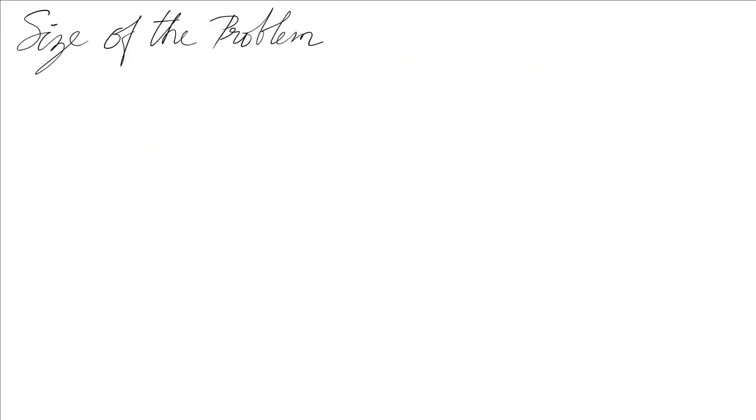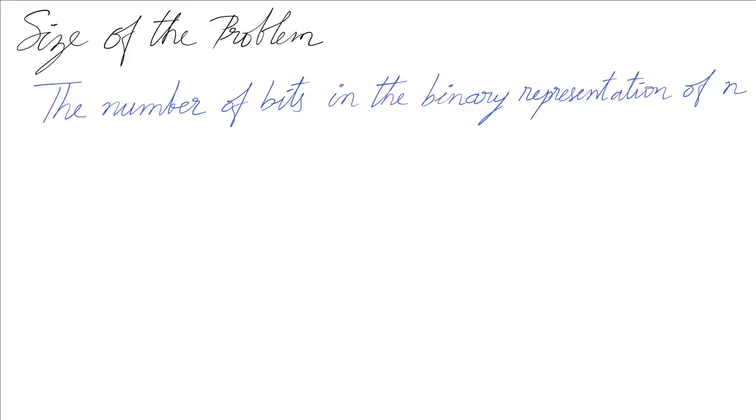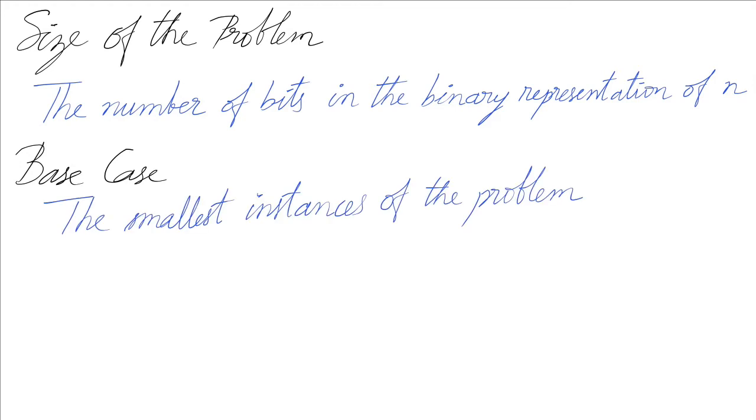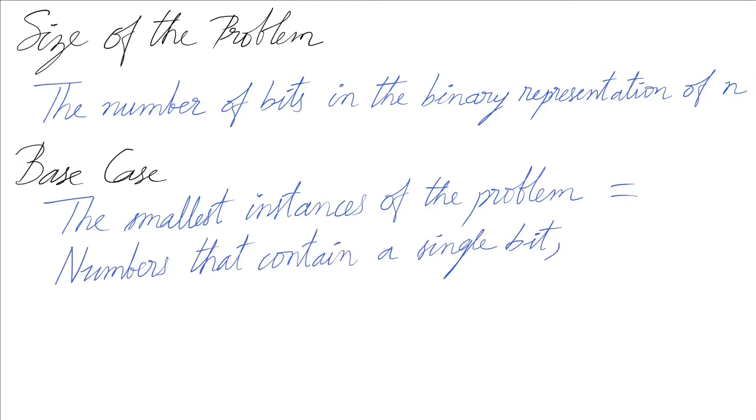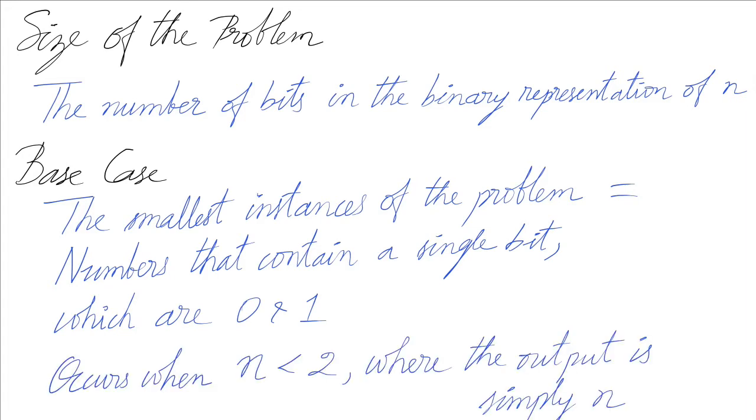What is the size of the problem? The size of the problem is the number of bits in the binary representation of n. What is the base case? The smallest instances of the problem are the base case. In this case, the numbers that contain a single bit, which are 0 and 1. So the base case occurs when n is less than 2, where the output is simply n.